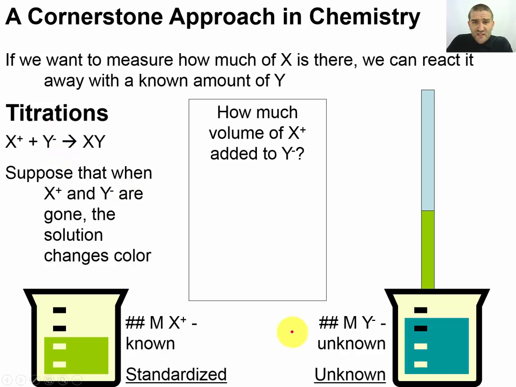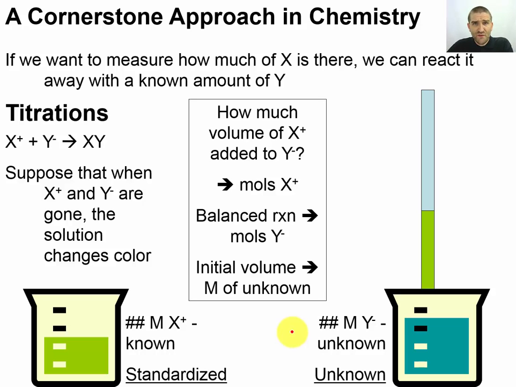So keep in mind, this is the end game for it. How much volume of X plus did you have to add to Y minus? Then you figure out how many moles of X plus you had. From that you can find out how many moles of Y you had based on your balanced chemical reaction. And finally, if you wanted to get to moles and molarity, you'll use that original volume in order to get to molarity for the unknown. That's how we perform a titration conceptually and how we handle the mathematics for it.